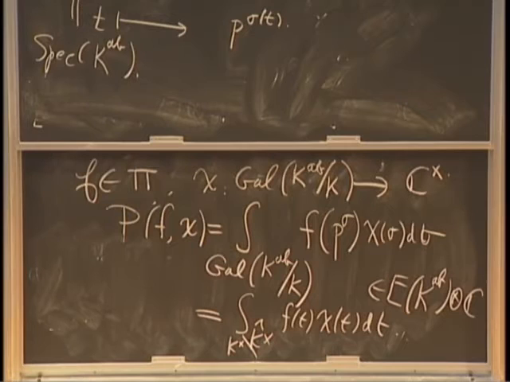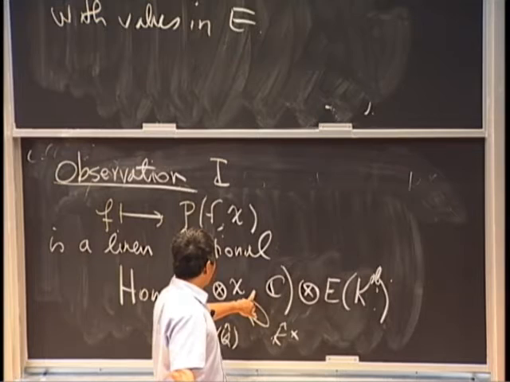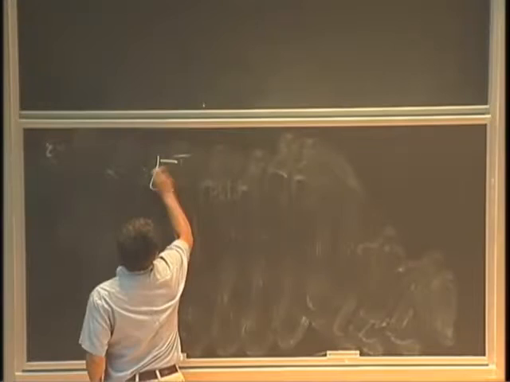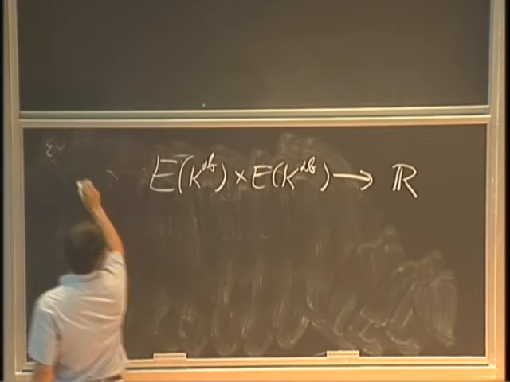Okay, but there's something that bothers, right? This thing is very big. You say, I get a linear functional of this one. This space has nothing to do with rational points, arithmetic, but this thing has something to do with arithmetic. So the way to get rid of that one, we use the Néron-Tate height pairing, E(K^ab) times E(K^ab) going to the real numbers. We have a Néron-Tate height pairing. Okay, so we use the Néron-Tate pairing.